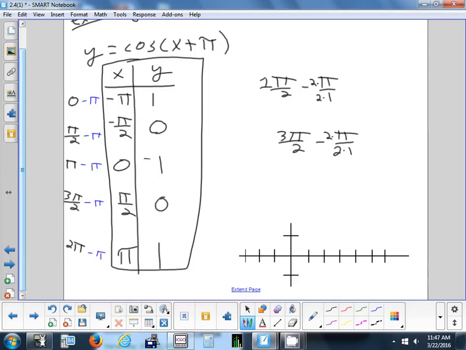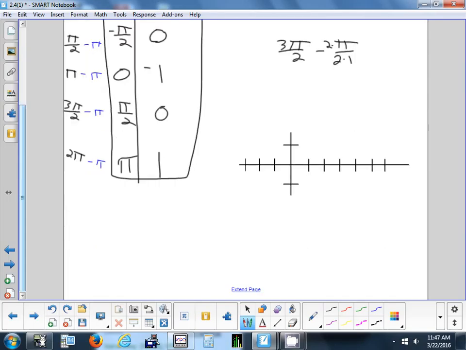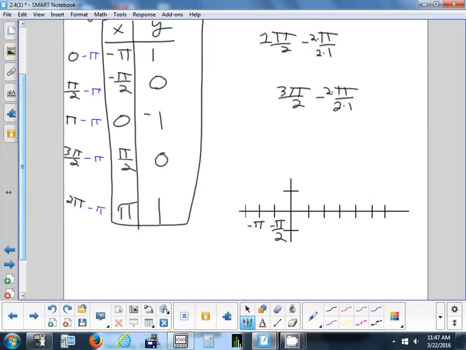All right, this time we do need to go on to the negative axis. Okay, so we've got negative pi over 2. 0 you don't have to label. I'll assume that the axis is 0. Pi over 2 and pi. All right, so negative pi, we're up at 1, 0, negative 1, 0, and 1.